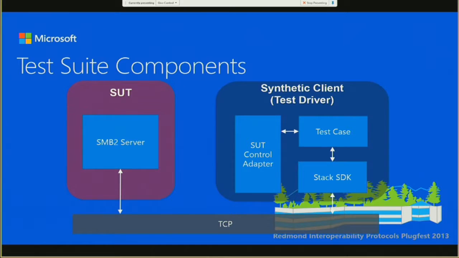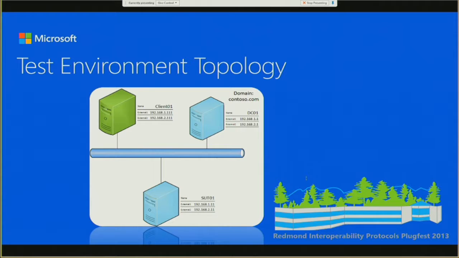So the two computers will be connected by TCP connections. So do not rely on any other Windows APIs. Okay, this is a simple test environment topology.